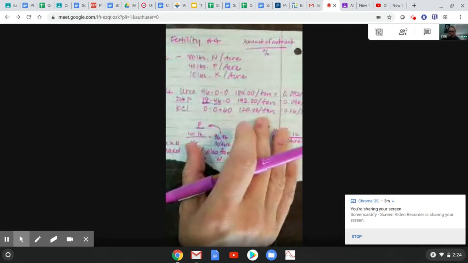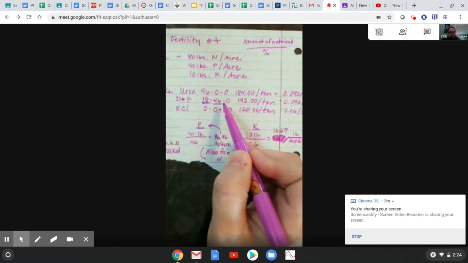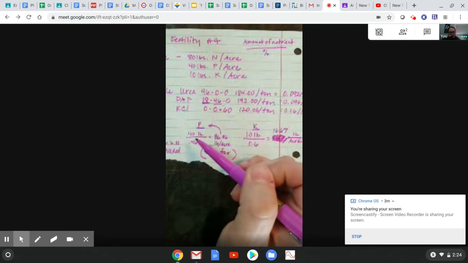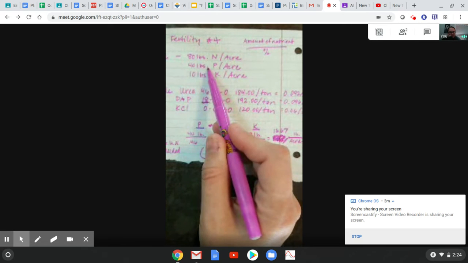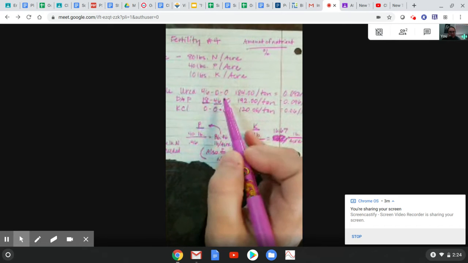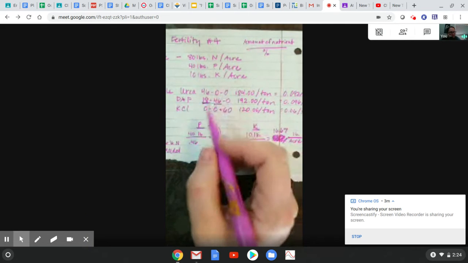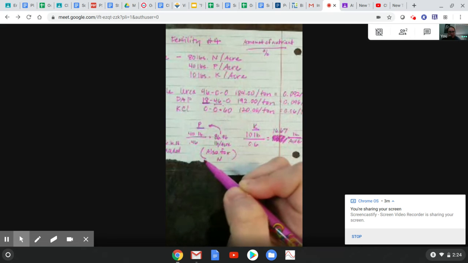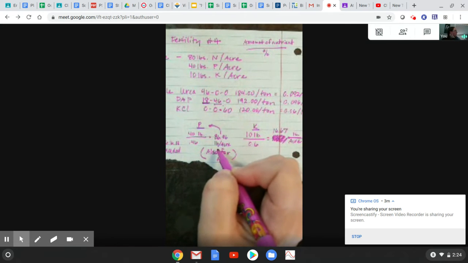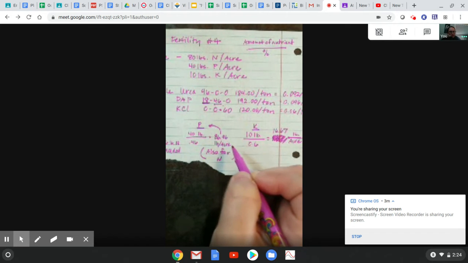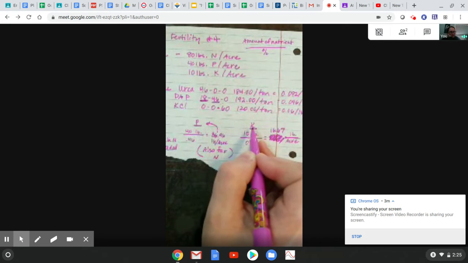Now, phosphorus: the only place that I can get phosphorus from is the diammonium phosphate. I want 40 pounds of phosphorus on my field. I have a blend that is 46% phosphorus. So I take 40 divided by 0.46, and I get 86.96 pounds per acre. So this tells me how much phosphorus fertilizer I need, and that tells me how much potassium fertilizer I need.